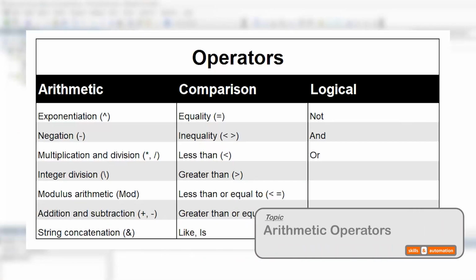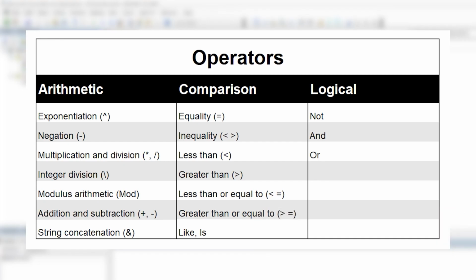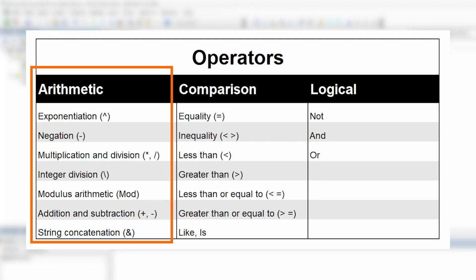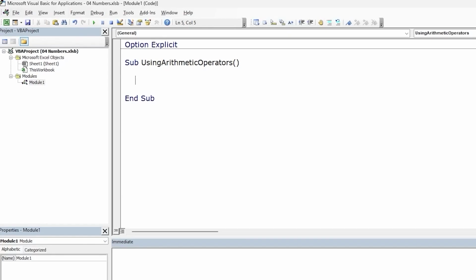Just like in Excel, we can perform actions such as addition, subtraction, etc. in VBA using arithmetic operators. We have a list of arithmetic operators available to us on the screen here. So let's print 3 times 2 using the asterisk symbol, which is the operator for multiplication. Run the code. Answer is 6 as expected.